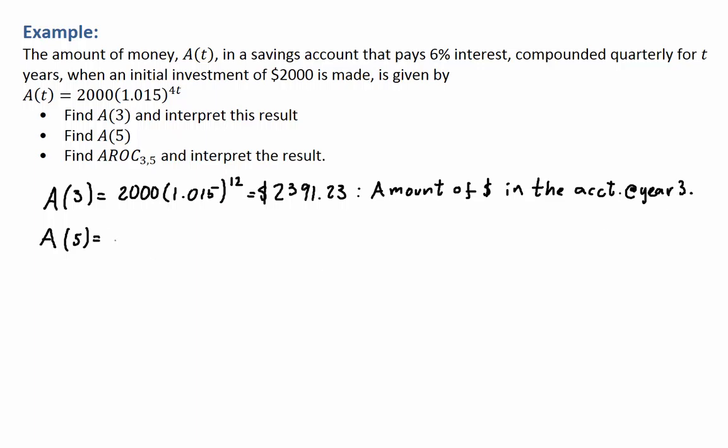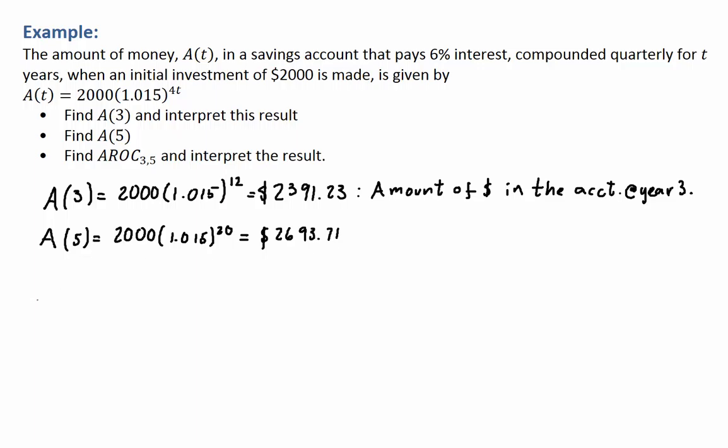All right, so for A of 5 we just substitute t with 5 and we get the same expression, except now instead of having a power of 12 we're going to have 4 times 5. 4 times 5 is 20. And we put that in the calculator again to obtain our value. We obtain 2693 with 71.